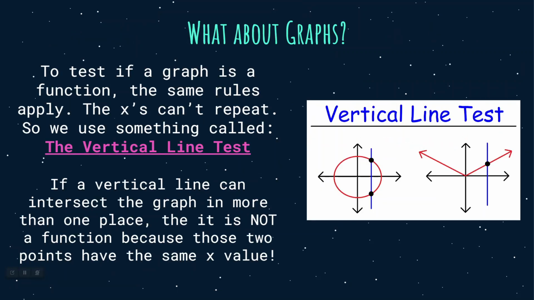All right, there is a very easy way to tell on a graph. We're going to use something that's called the vertical line test. So it's really thinking about the same information. It's thinking, do we have an x value that's repeating and going to two different y values? So I'm going to show that here.